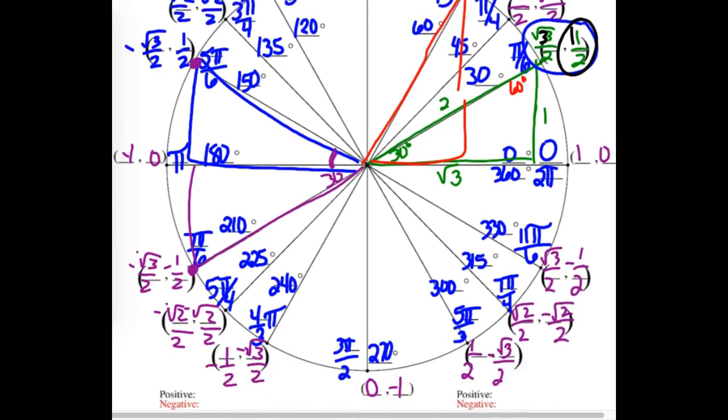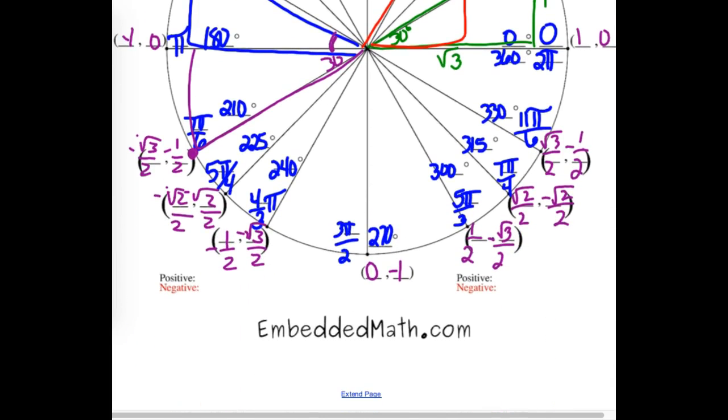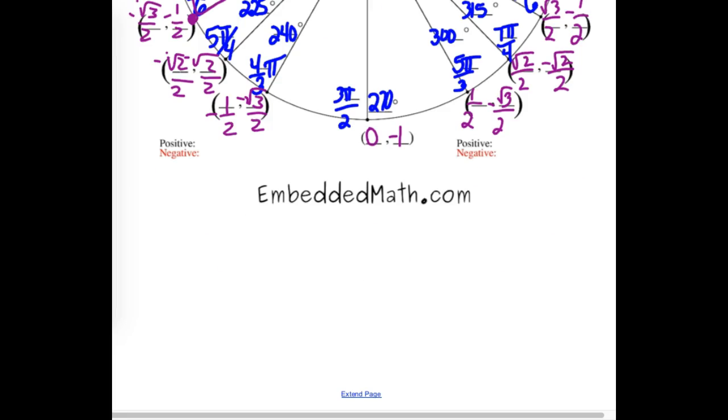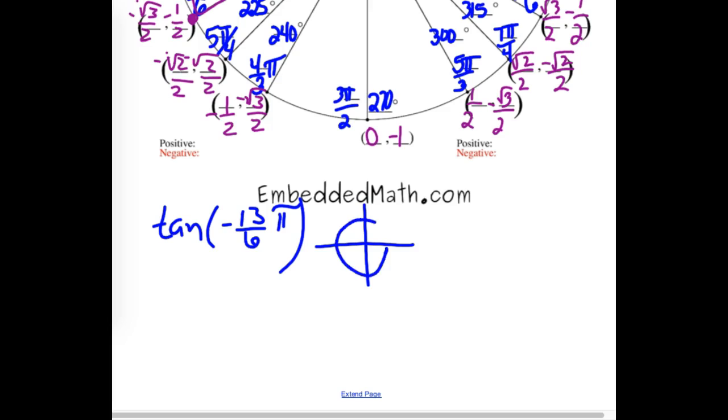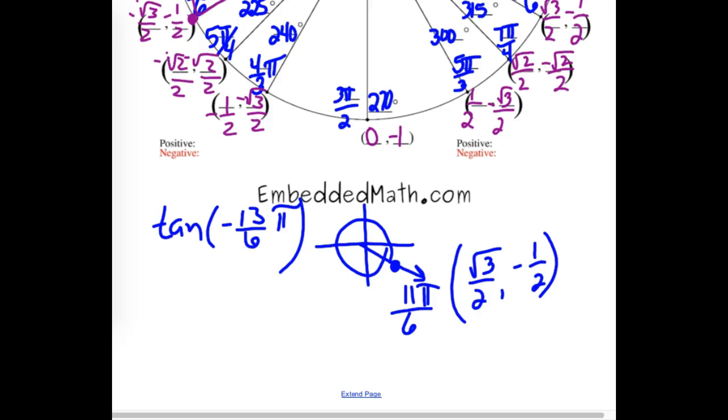So tangent is sine over cosine. Tangent of negative 13 sixths pi. We said that is a full rotation plus an extra 1 sixth, right? So we are down here equivalent to 11 pi over 6. And our coordinates, we said, at 11 pi over 6 are root 3 over 2 and negative 1/2. Okay? So if I want the tangent, I want the sine over the cosine, y over x.